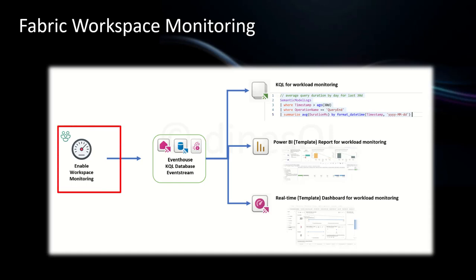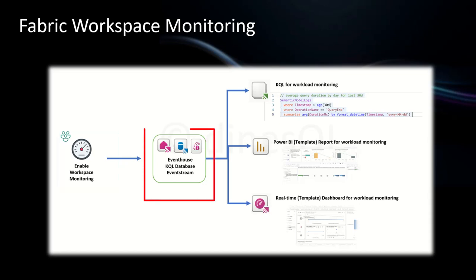As you see in this diagram, you have to start with the workspace settings. You go to the workspace settings and then enable it. That's how you start. Once this is started, you will see three new Fabric items. One is the eventhouse, the second one is the KQL database, and the third one is the eventstream. The eventstream simply collects all this information and then saves it in the KQL database.